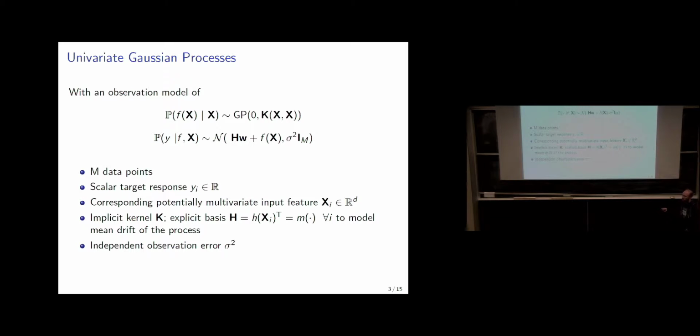Now, in the real world, we never have noiseless observations. So an observation model on the Gaussian process can be expressed as such for a scalar target series, where I've also included these functions h as explicit basis to describe drift in the process. Previously, we referred to them as the mean of the Gaussian process, but without loss of generality, you can take a zero mean and just absorb it into there. And critically, you always assume that there's independent observation noise over the data samples.